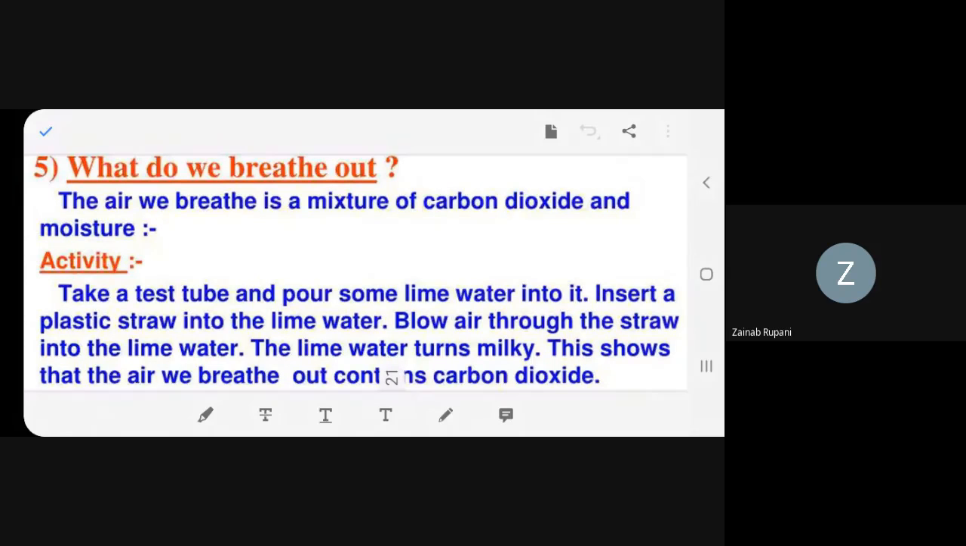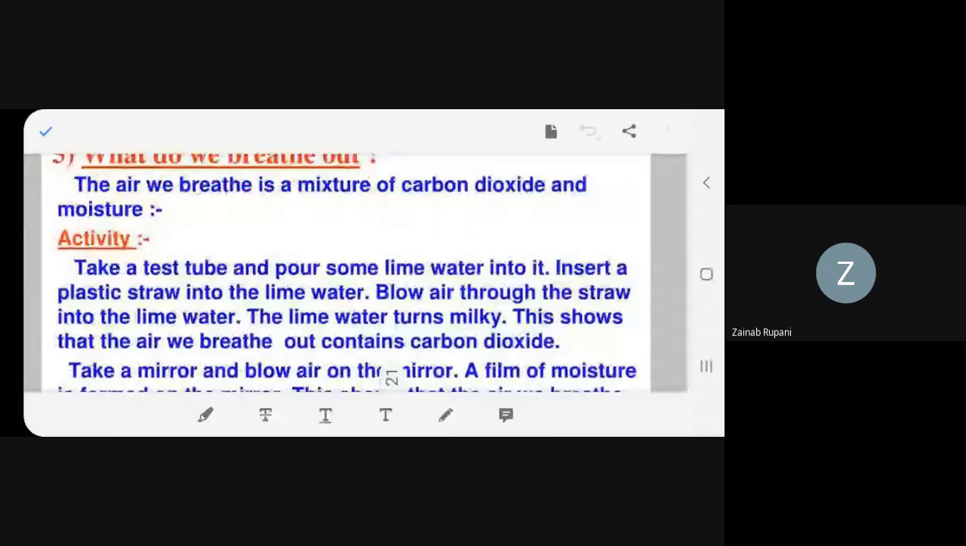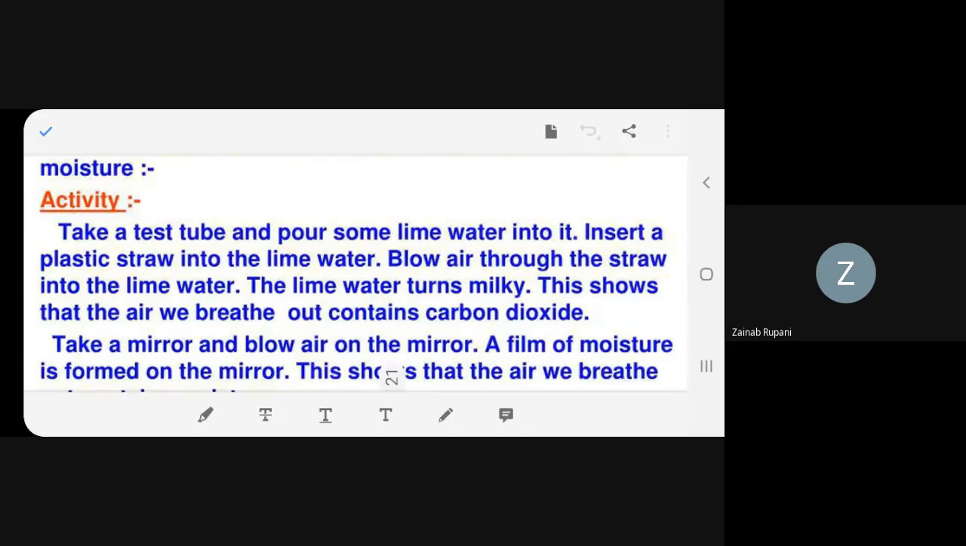What do we breathe out? The air we breathe out is a mixture of carbon dioxide and moisture. Activity: take a test tube and pour some lime water into it. Insert a plastic straw into the lime water. Blow air through the straw into the lime water. The lime water turns milky. This shows that the air we breathe out contains carbon dioxide.